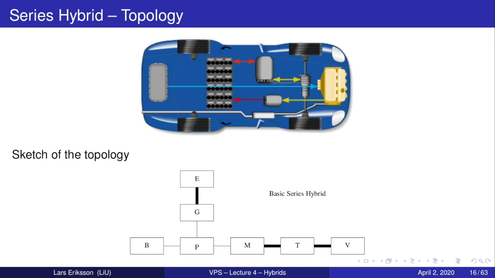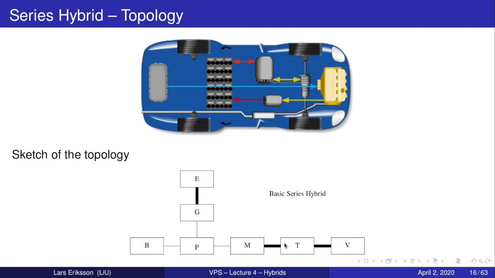Here we once again have a sketch of this topology with the power transfer couplings. We have the combustion engine that is coupled to the generator that goes into the power electronics, and there we have the option to send the energy to the battery or to the electric machine that drives the transmission to the vehicle.